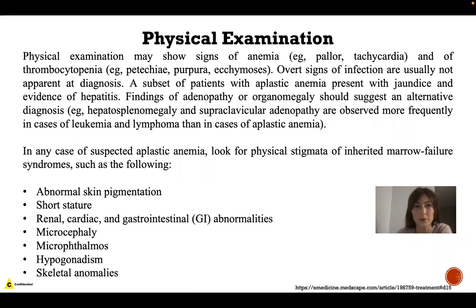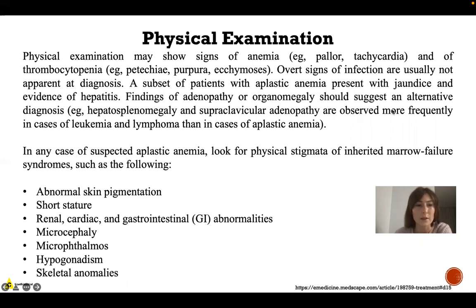Physical examination may show signs of anemia and of thrombocytopenia. Overt signs of infection are usually not apparent at diagnosis. A subset of patients with aplastic anemia present with jaundice and evidence of hepatitis. Findings of adenopathy or organomegaly should suggest an alternative diagnosis.